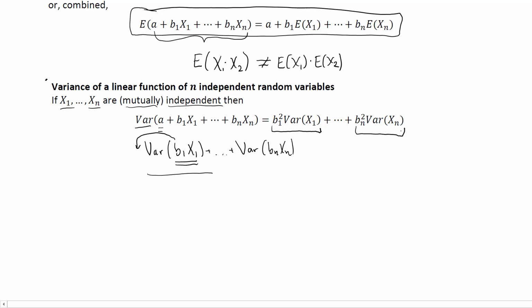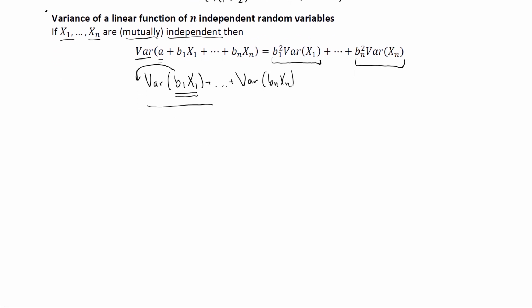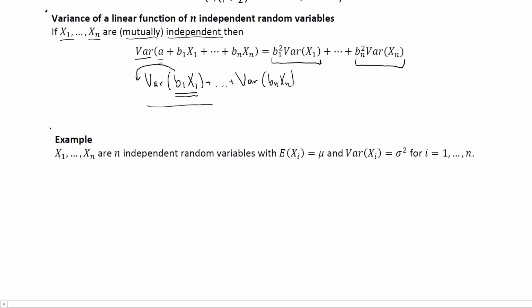The final thing I want to say about the variance formula is that independence is a sufficient condition for this formula to hold. It will actually hold under weaker conditions, such as these random variables being uncorrelated, and that's something we'll look at later. Here is a simple example.